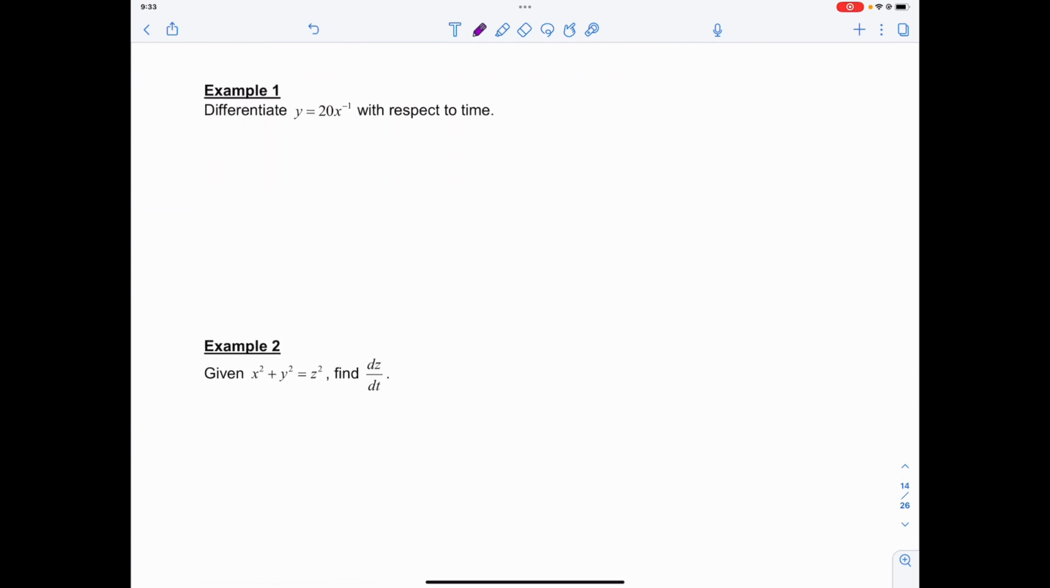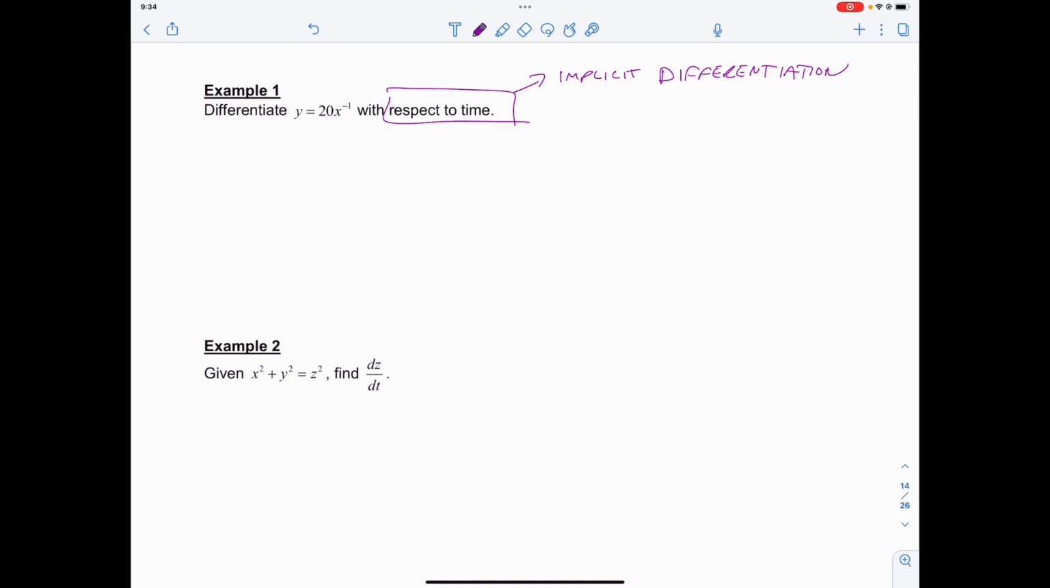All right, so let's take a look at example 1 here. Example 1 says differentiate y is equal to 20x to the negative 1 with respect to time. That with respect to time means that we're going to be doing implicit differentiation. Because remember, we are not doing what y is in terms of x, we're doing what y is in terms of time.